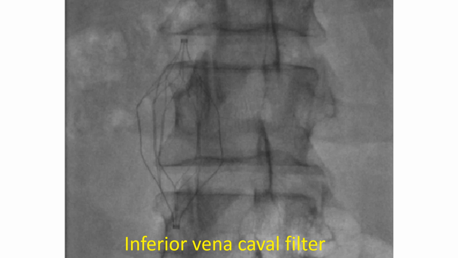IVC filter can also be temporarily deployed for prevention of pulmonary embolism while thrombolyzing deep vein thrombosis, especially when a large mobile clot has been demonstrated by ultrasound evaluation.